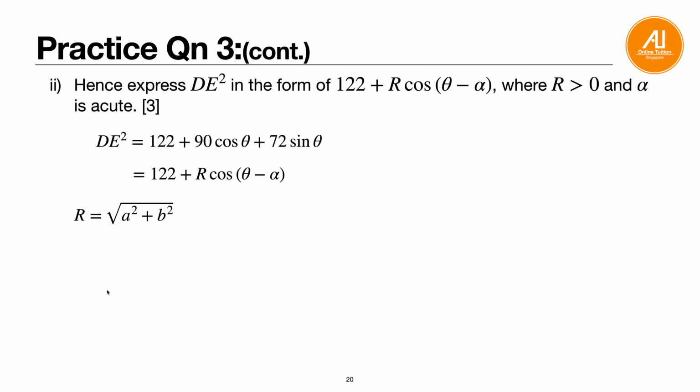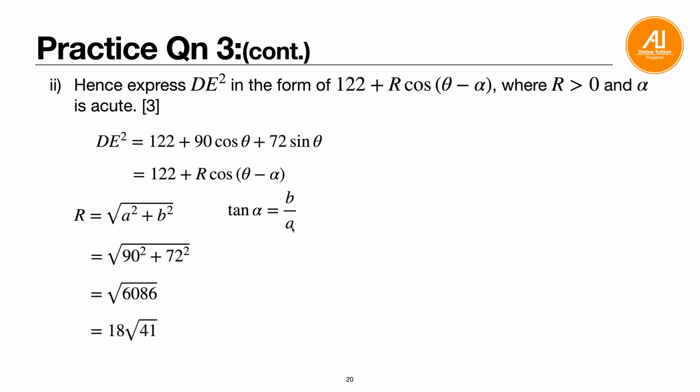R equals what? Formula again, good habit. R equals the square root of A square plus B square. Your A will be 90. Your B will be 72. So sub it in. You get this one. If you can simplify, you get 18 square root 41. Okay. Next one. Tangent alpha equals what?